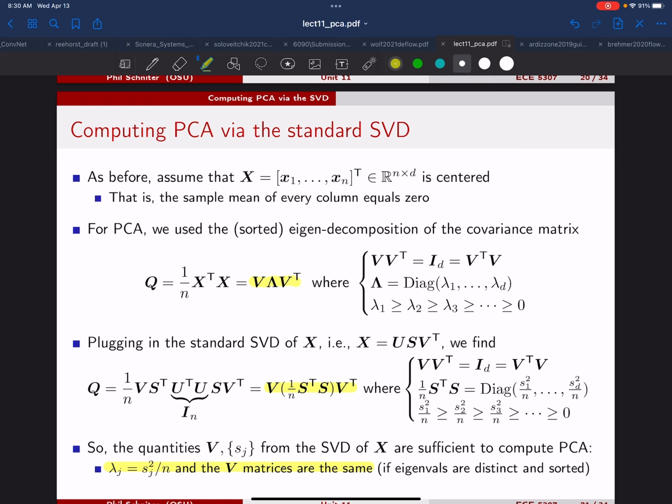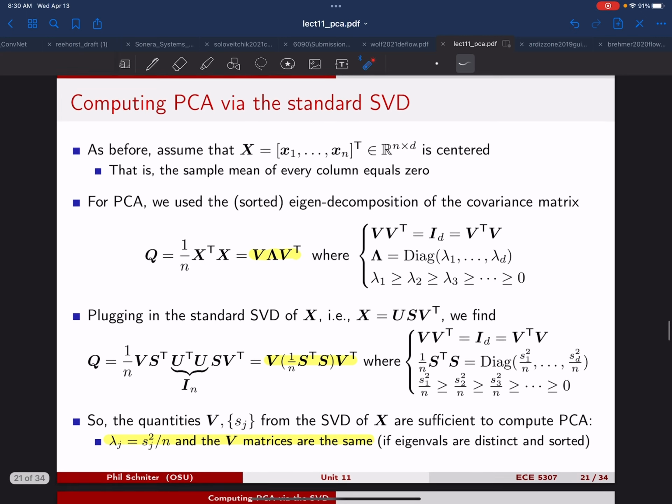Now there's sort of a little caveat to this: if the eigenvalues are distinct and sorted. It turns out that if you have a situation where you have two eigenvalues that are exactly the same, then there's no unique way to get the two eigenvectors. You can do sort of a rotation in that two-dimensional space, and you get the same decomposition. However, with real-world data, I would say you will always have distinct eigenvalues. It's only with synthetic data that you could create a case where they're non-distinct.